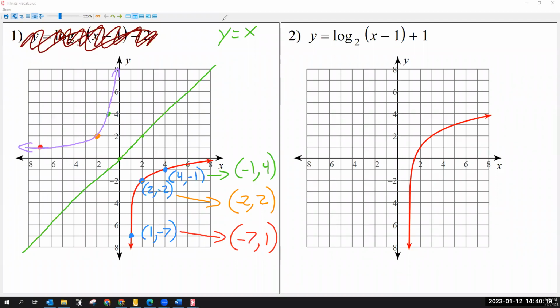But now look at those. Look at the red graph. Look at the purple graph. Do you see how it's symmetrical? But it's not symmetrical about the y-axis or the x-axis. It's symmetrical about the line y equals x. All inverses are symmetrical about the line y equals x.